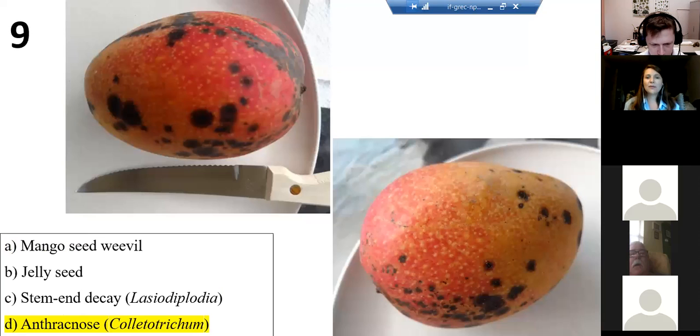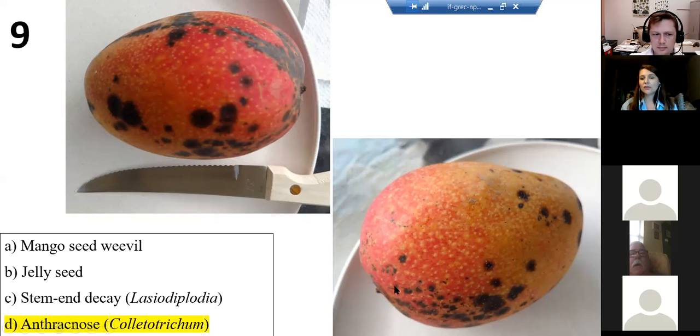Okay. Number 9. That was anthracnose. Most of them got this one. Yes. A couple said stem end decay, and you're right. Sometimes the symptoms are very similar, but like the name says, stem end decay usually starts on the stem of the fruit. That's the type of symptoms.